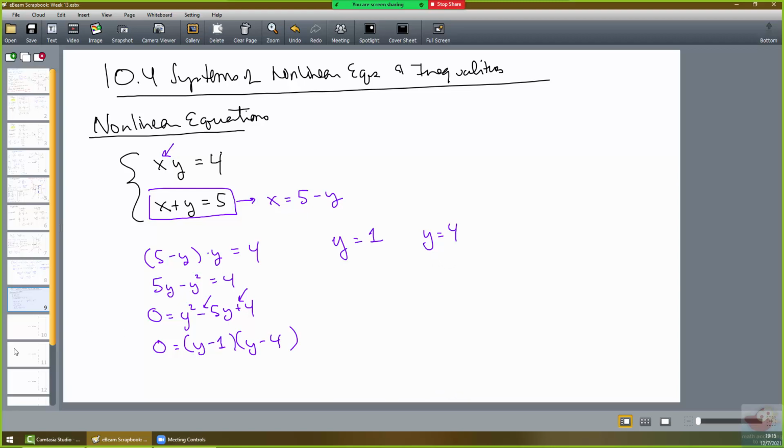Well, we need to solve for x. Well, we previously said that x was 5 minus y. If y was 1, x would be 5 minus 1, which is 4. And if y was 4, x would be 5 minus 4, which is 1. Huzzah! We have two ordered pairs. When x was 4, y was 1. And when x was 1, y was 4.